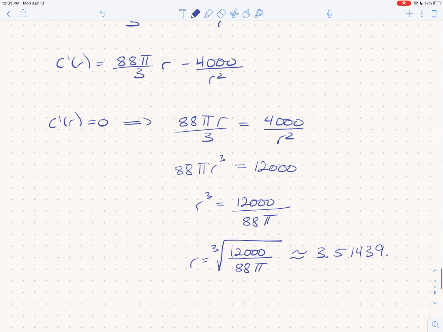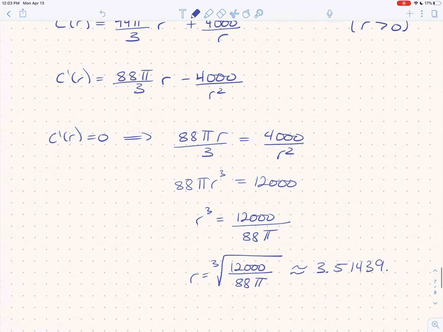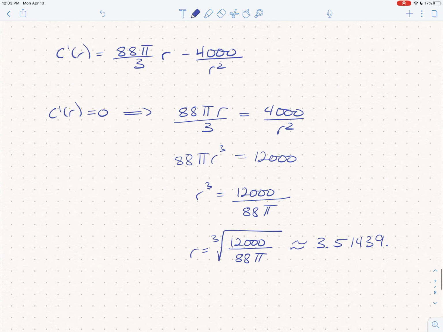Now, here's what I see many Calc 1 students do: they've worked all this out, and they know that I'm giving them a problem that is going to have a solution to it. So they say, okay, well, that's going to minimize cost. That's the radius that will minimize cost. And then they'll figure out the corresponding length, and they'll be done. And the answer is correct.